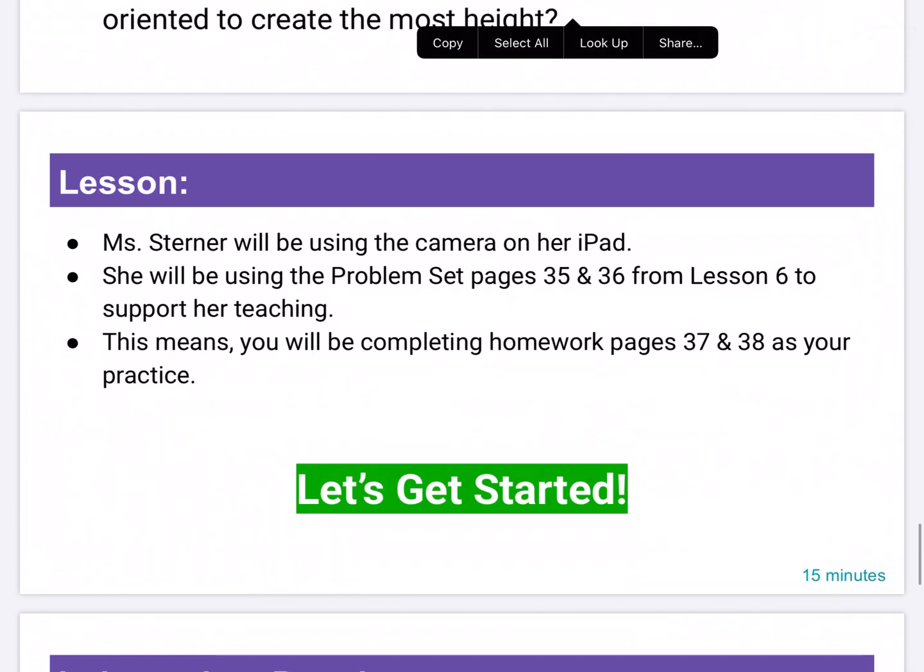Now, for our lesson, I will be going back to the camera, and we're doing the problem set on pages 35 and 36. Okay, so when you do get to your independent practice, that will be from the homework pages. So you'll need your math book and your pencil for this.